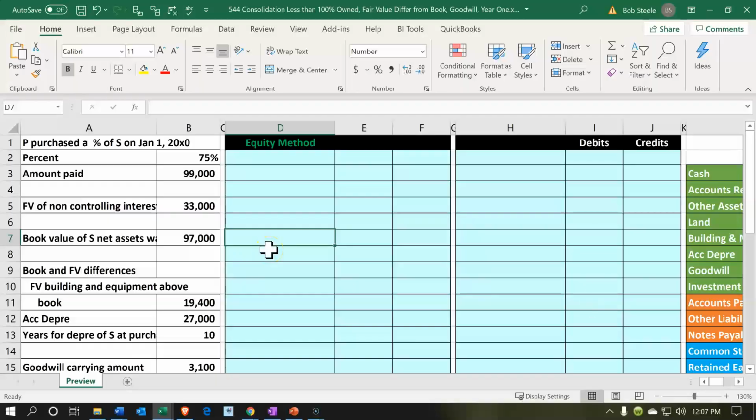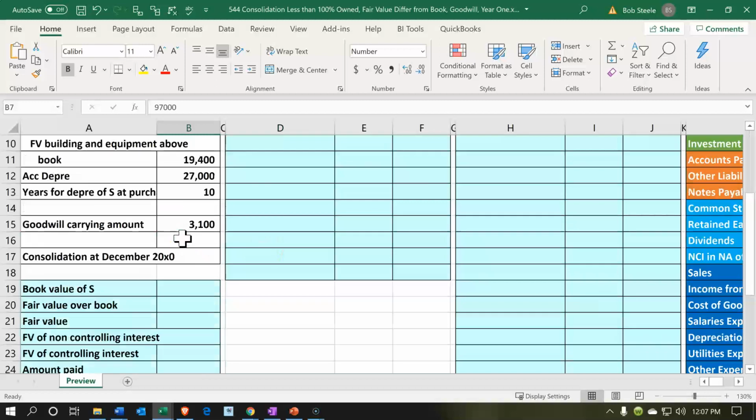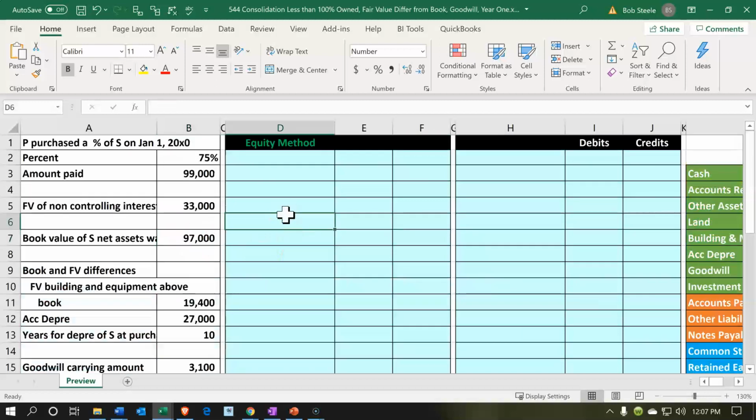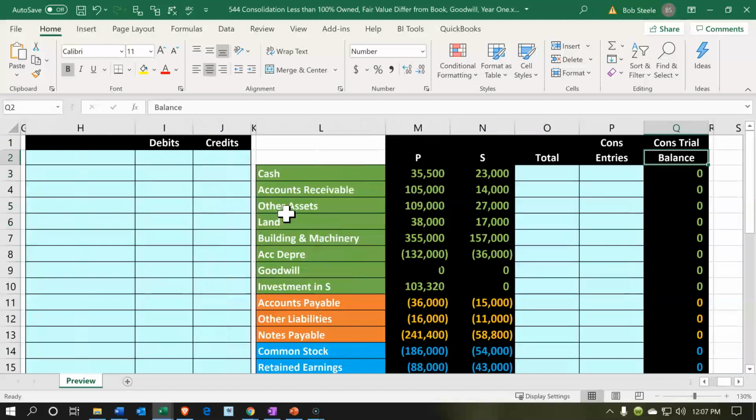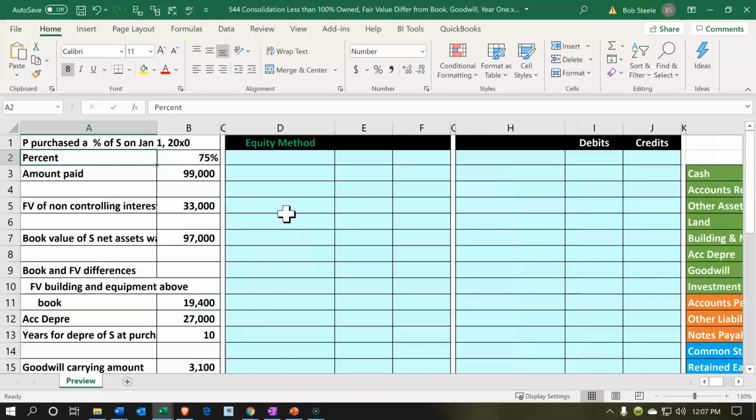Here we are in our Excel worksheet. We have our information to the left, so we're going to enter that information into the blue area down below, and to the right, we're going to enter our adjusting entries or our consolidation entries. We'll be taking a look at our data, which will include company P, parent, and company S, the total, then our consolidation entries here, our elimination entries.